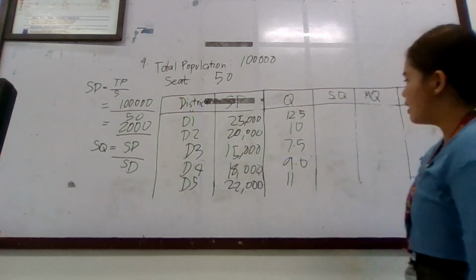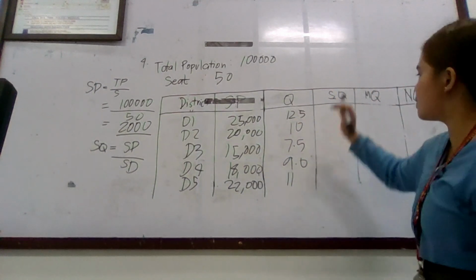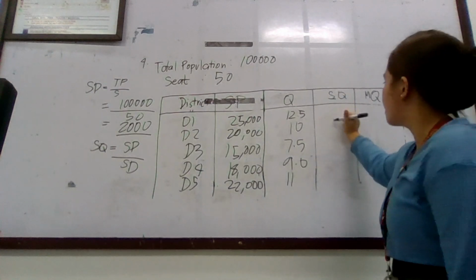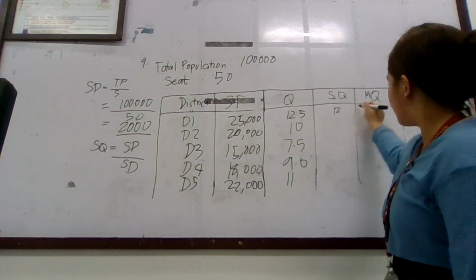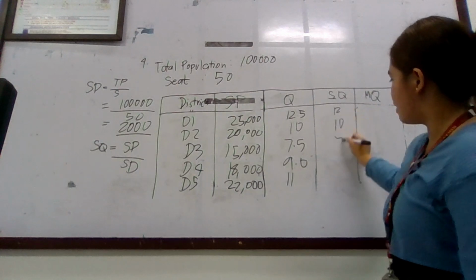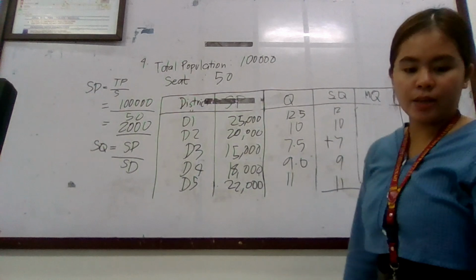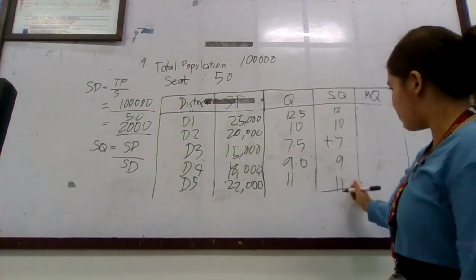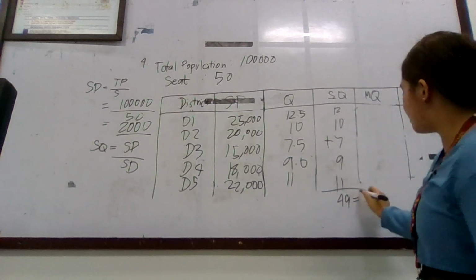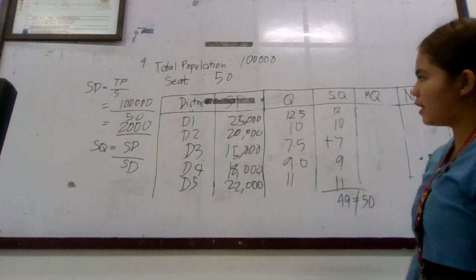So let us get the whole number for us to get our standard quotient. This will be 12. This will give us 10, 7, 9, and 11. Let us add up together. This will give us 49, which is not equal to 50.